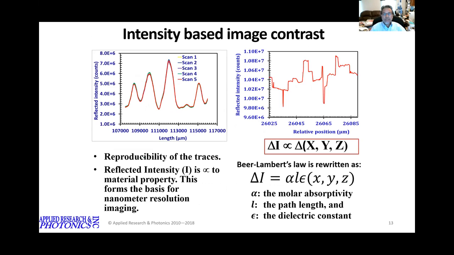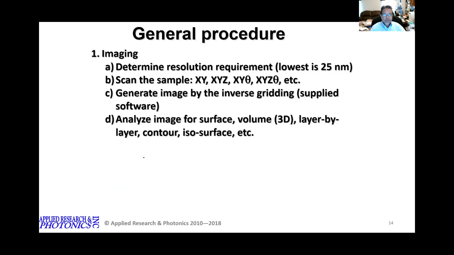So here's the basic principle of the intensity-based contrast generation: the modified Beer-Lambert's law, as we write it in terms of the intensity. And the reproducibility of the intensity comes from the fact that every material has a characteristic reflectance or transmittance. So either way, we can get the contrast. The simple procedure is outlined here, that you don't have to worry about now.